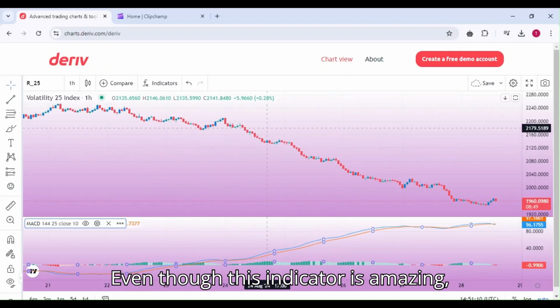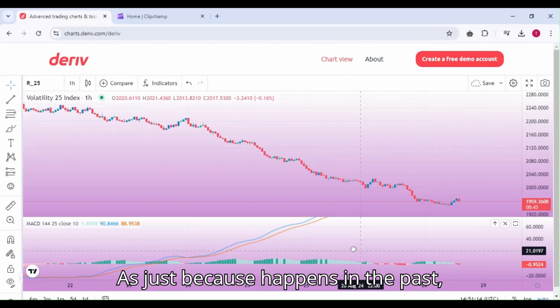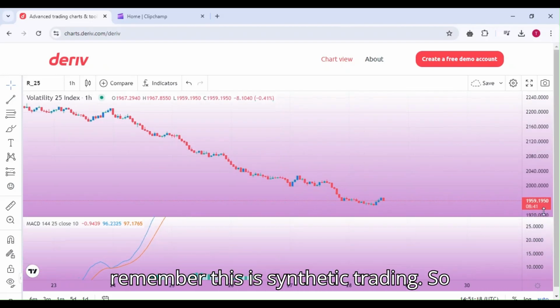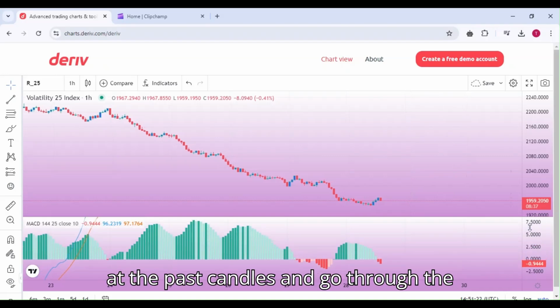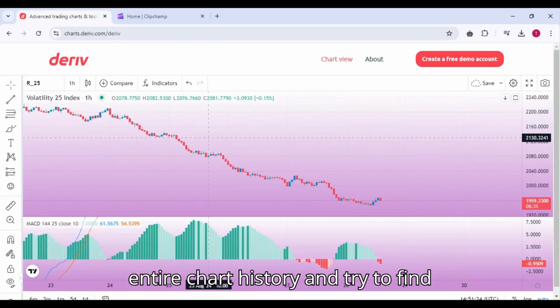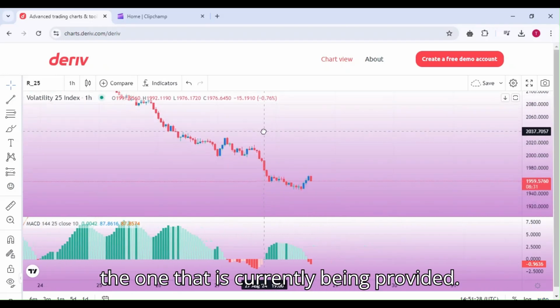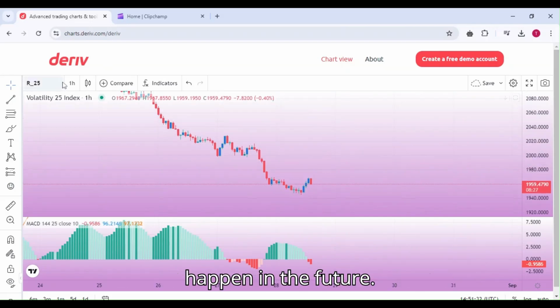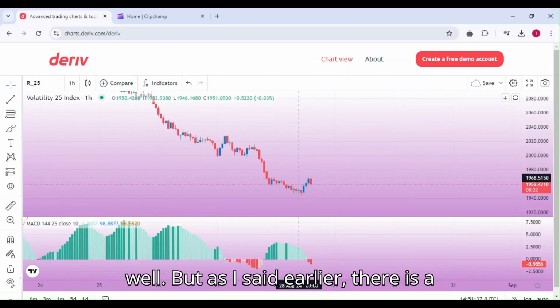Even though this indicator is amazing, you probably shouldn't use it by itself, as just because something happens in the past doesn't mean it will happen in the future. Remember, this is synthetic trading. So when this is done, know that it will look at the past candles and go through the entire chart history and try to find another pattern that closely resembles the one that is currently being provided, as what happens in the past is likely to happen in the future. And as you can see, it works pretty well.